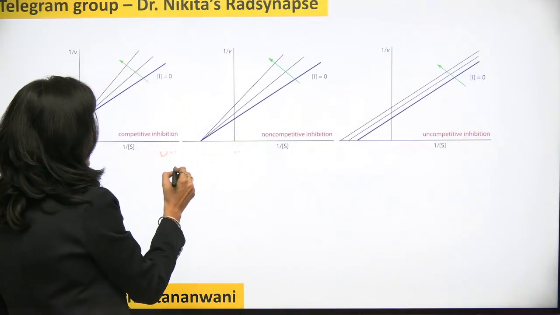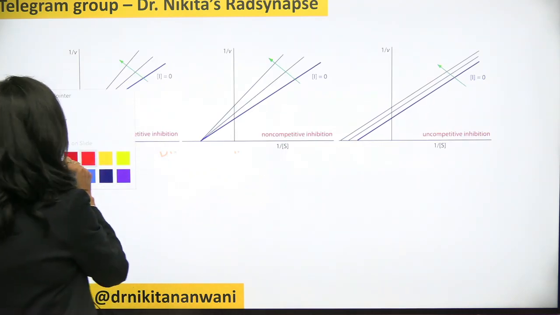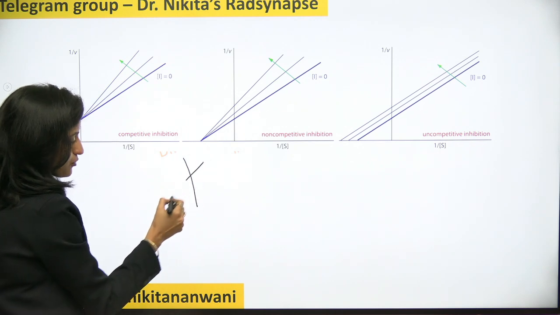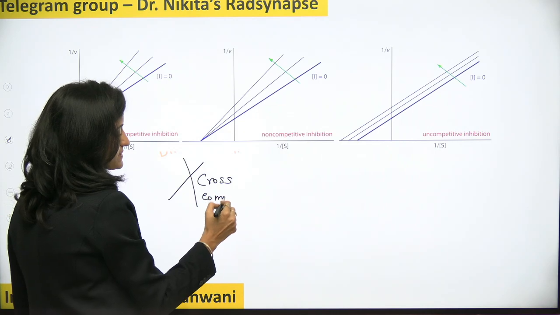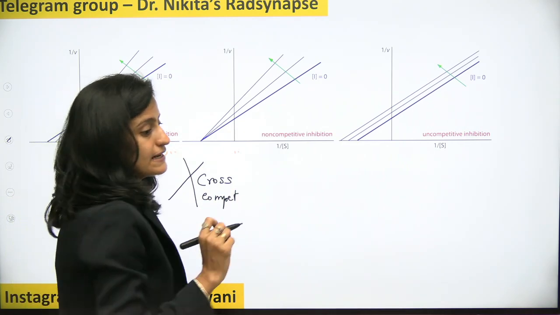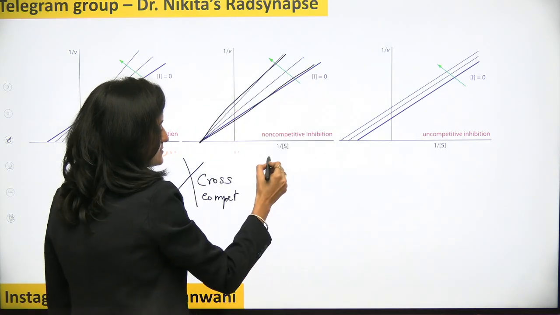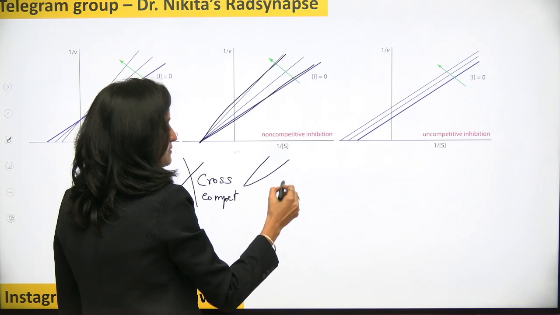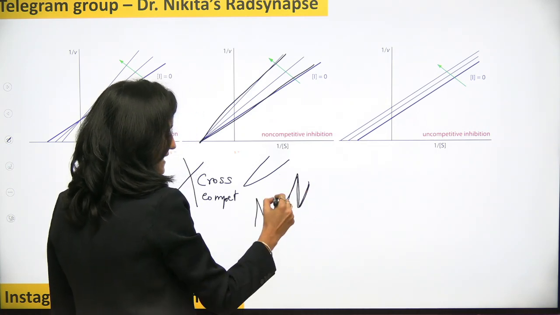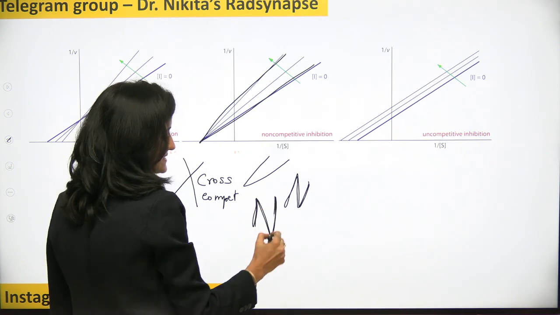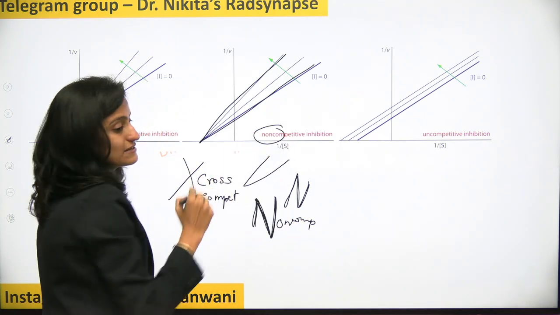So when the two lines are crossing, remember C for cross and C for competitive inhibition. All right, look at the second graph. Now when the lines are forming a V, this V is basically N, right? You can write it as N. When you write N, it has ulta V and it has sida V. It's all made up of V. So basically it is non-competitive inhibition.